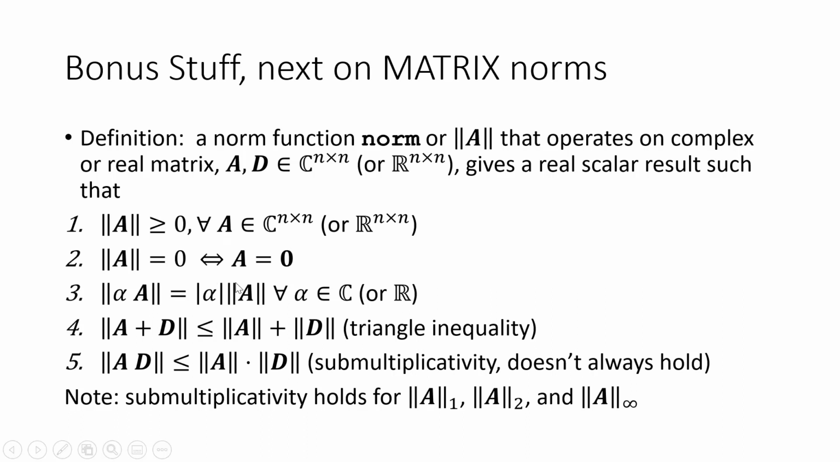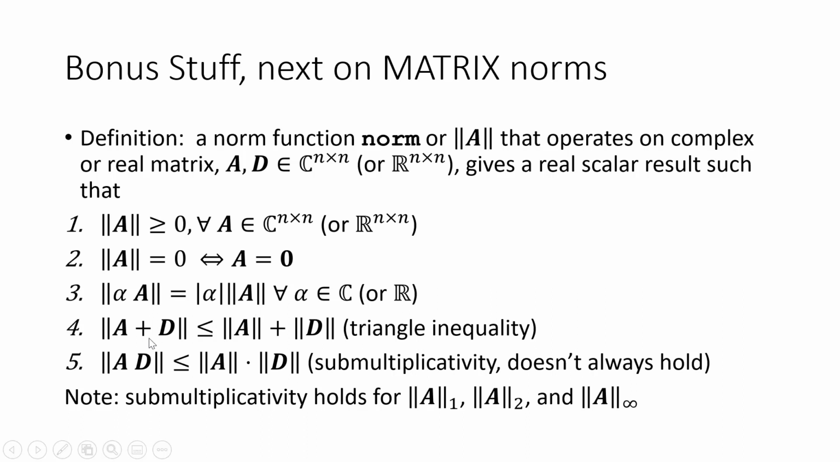It's going to be equal to 0 only when the matrix is equal to 0, the 0 matrix. And if I were to scale the matrix by a scalar alpha, that's going to be equal to the absolute value of that scalar, whether it's real or complex, times the norm of the matrix.